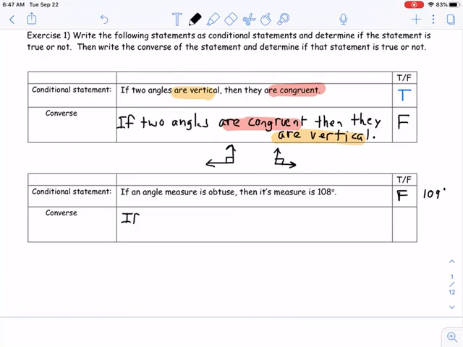Now, we're going to do the converse. If an angle measure is 108 degrees, then it is obtuse.